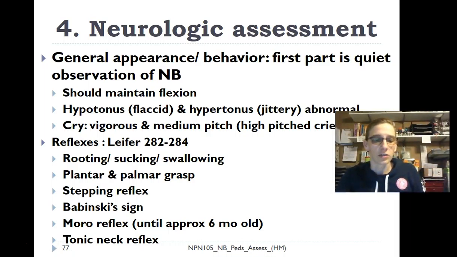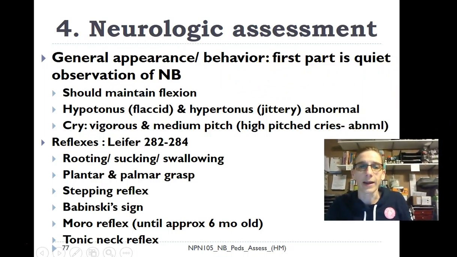Right, during the neurological assessment, general appearance and behavior, the first part you want to do is a very general, quiet observation of the newborn. So they should maintain the flexed position. Hypotonus would be very flaccid. Their arms and legs would be straight, flat out. Or hypertonus would be jittery, so they'd be just like this, shaking all the time. And these are both abnormal findings.